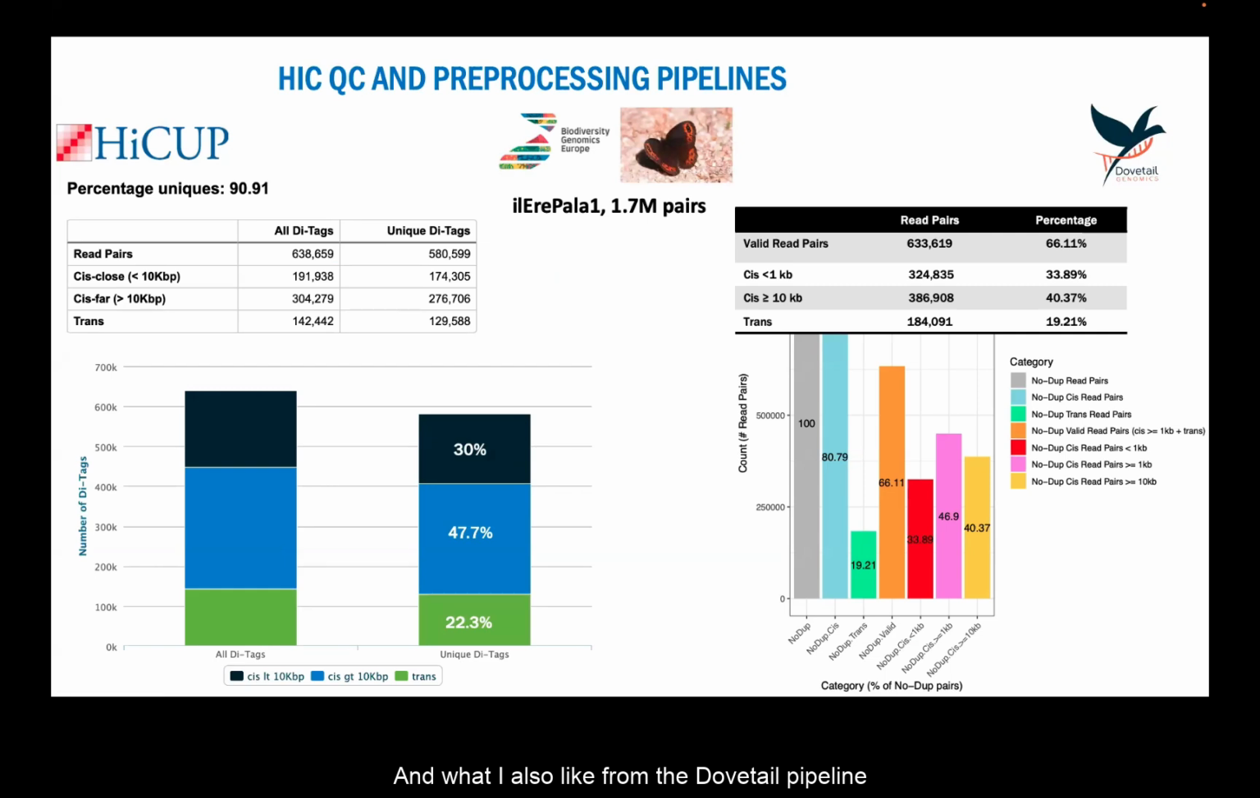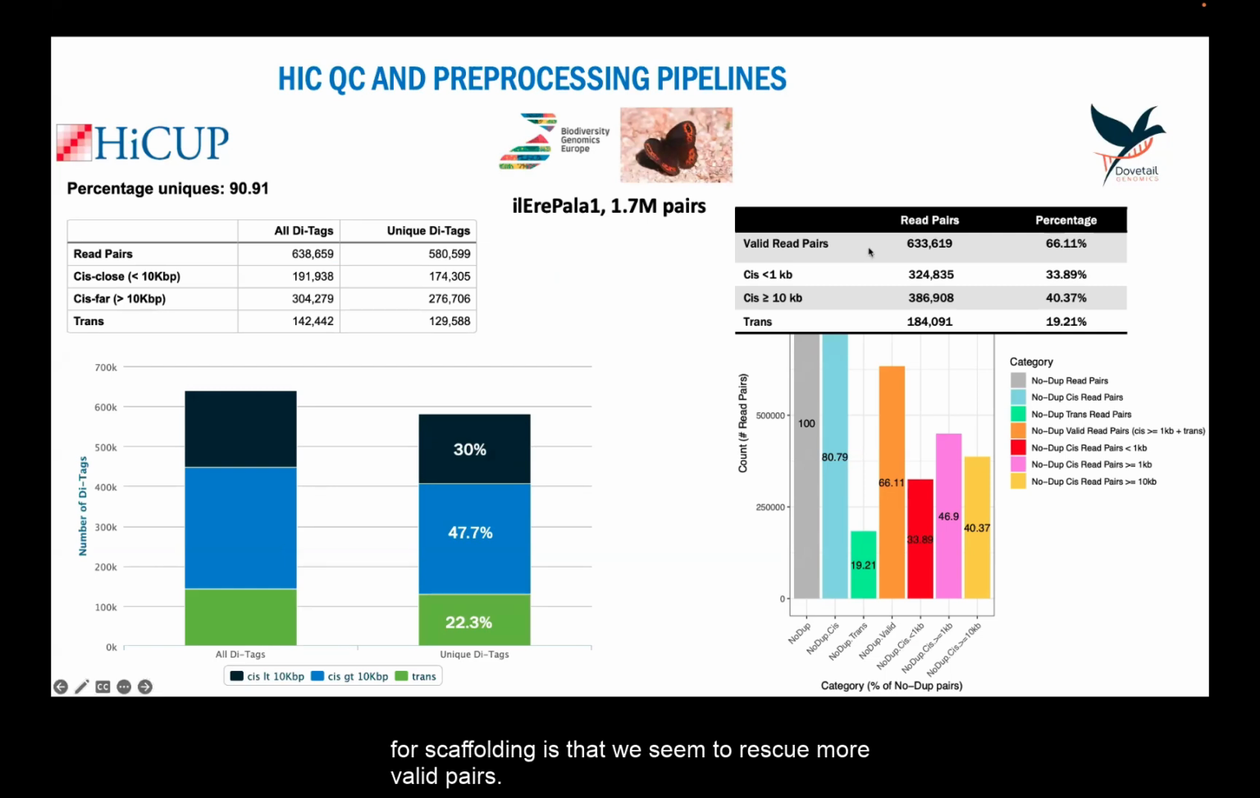And what I also like from the Dovetail pipeline for scaffolding is that we seem to rescue more valid pairs. In this case, we rescued 633,000, and in this case, 599,000. Okay, so that's it. I have some examples where bad libraries are identified as bad in our report using HiCap and in a report using the other QC pipeline, the Dovetail pipeline.